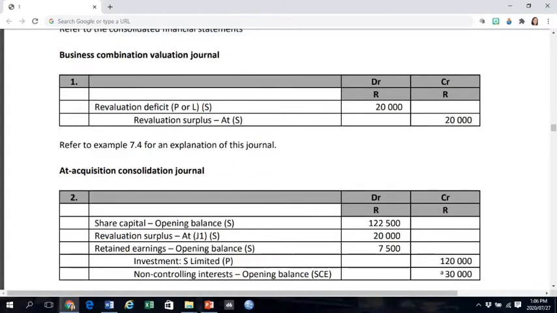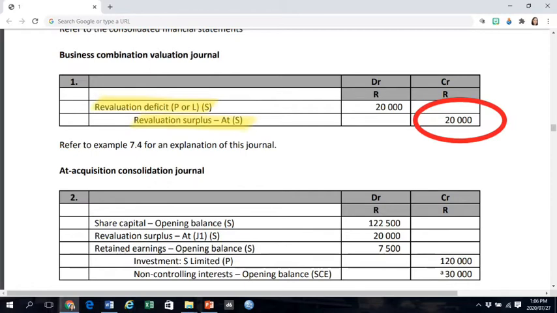By using the suggested work method, we were now able to identify the business combination valuation journal required for the 20x10 reporting period. That was a debit to the revaluation deficit through profit and loss, and the credit to revaluation surplus, where we created this new equity item for the subsidiary. So this will now become your first consolidation journal entry.